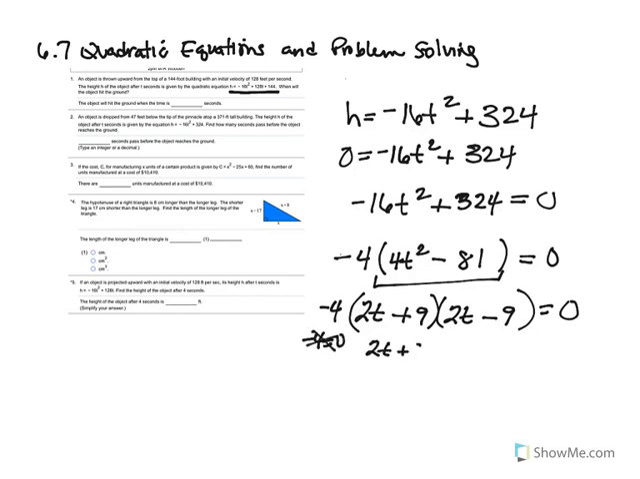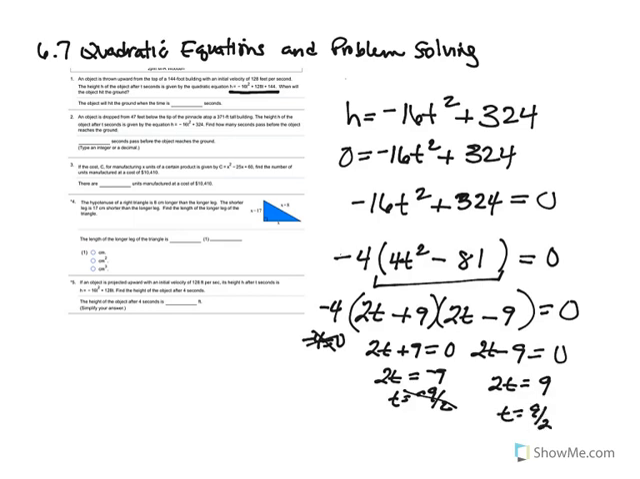So then 2t plus 9 equals 0. 2t minus 9 equals 0. So when we do this one, 2t equals negative 9, t equals negative 9 over 2. Well, we know that's not it. 2t equals 9, t equals 9 over 2.